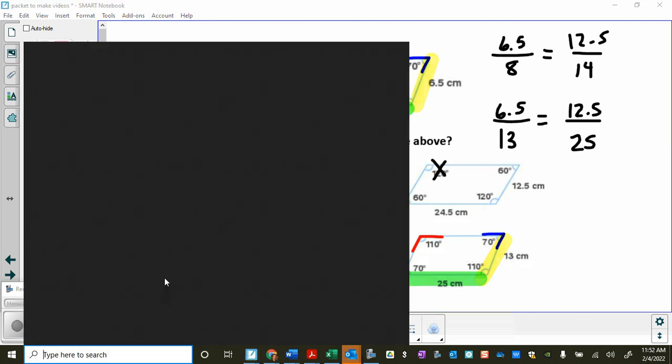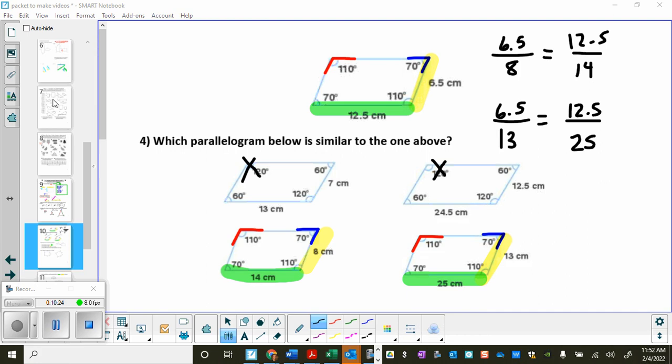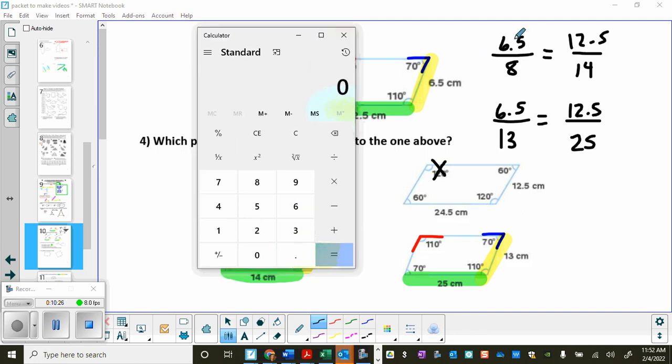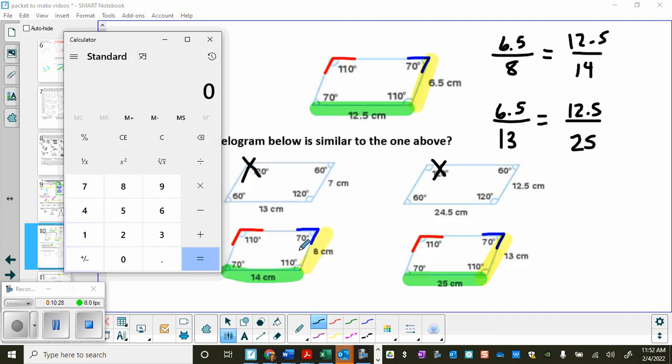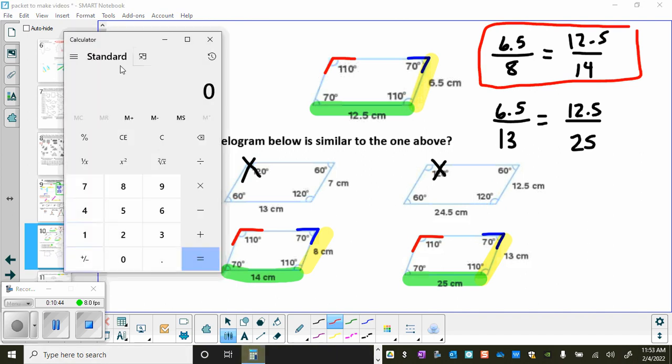Okay, so let me get my calculator real quick. All right, so for the first one, we're just checking to see if this is proportional. If it's proportional, when we cross multiply, we should get the same answer. So I just matched yellow to yellow and green to green, and I'm checking to see if that means that this shape down here is proportional. Okay, that's all we're checking right now.